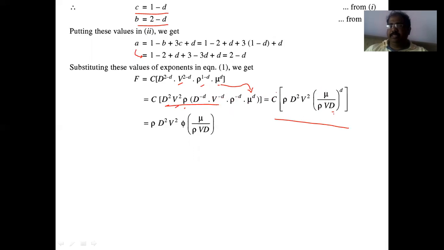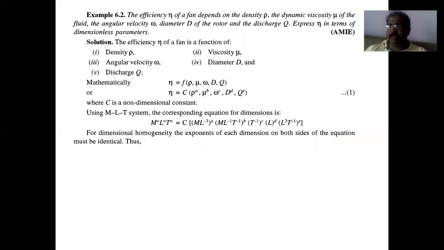So C, rho, D raised to power 2, V raised to power 2, and mu upon rho into V into D raised to power D. So we get the equation: f is a function of the whole term, this one. Okay, so you just remember this when you are putting the values in a denominator base and in a numerator base.